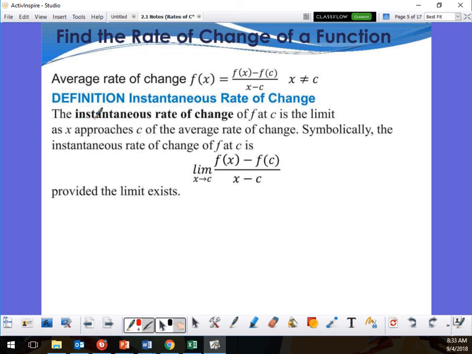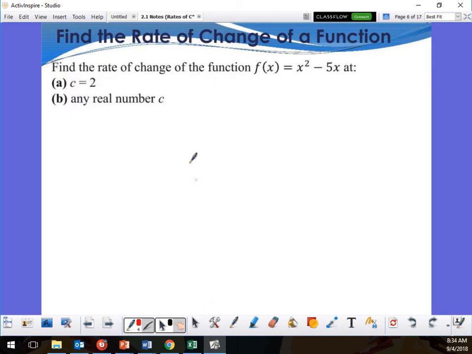Definition of instantaneous rate of change. The instantaneous rate of change of f at c is the limit as x approaches c of the average rate of change. Symbolically, the instantaneous rate of change of f at c is this, provided that the limit exists. So we're trying to find the rate of change from here to here at 2 or any real number. Okay, let's start with that 2.